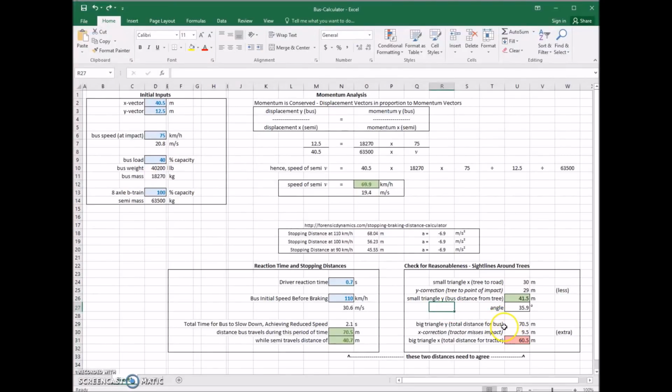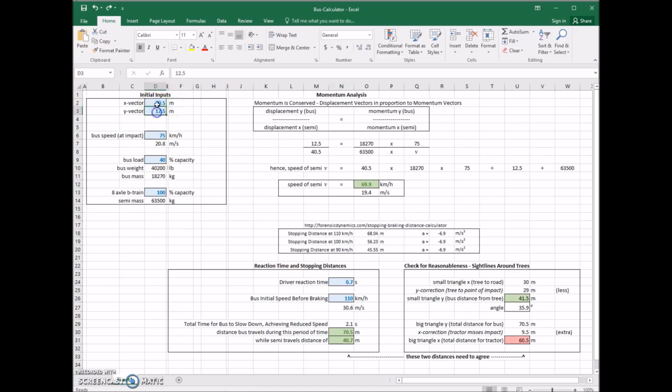I've got another correction or check as well in this calculator, because previously I said using this 2.1 seconds, the truck goes this far. But now I've got a triangle for the truck. And obviously these two distances need to agree. How can one calculation say the semi is traveling 40 meters when the other calculation, that triangle that I just showed you, has the truck, with this 9.5 meters extra, going 60.5 meters? So I've got two checks for reasonableness here that will hopefully help improve the situation from before. And then we can just play with it and see what results we get.